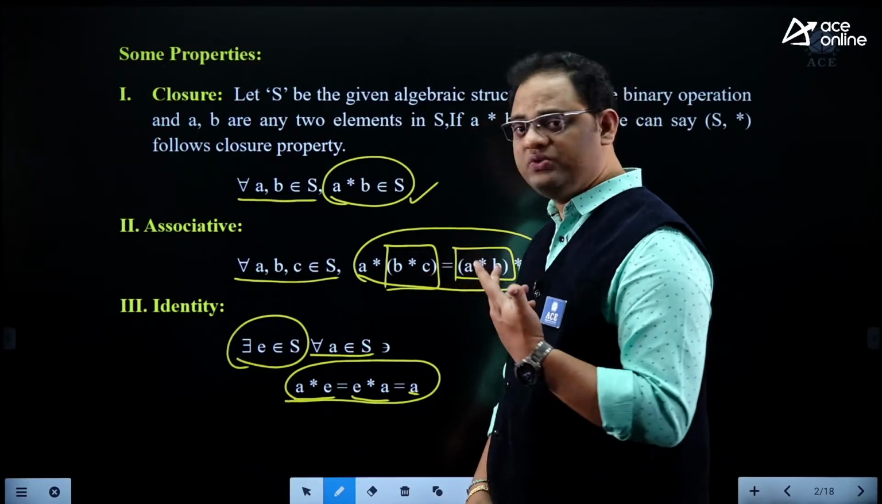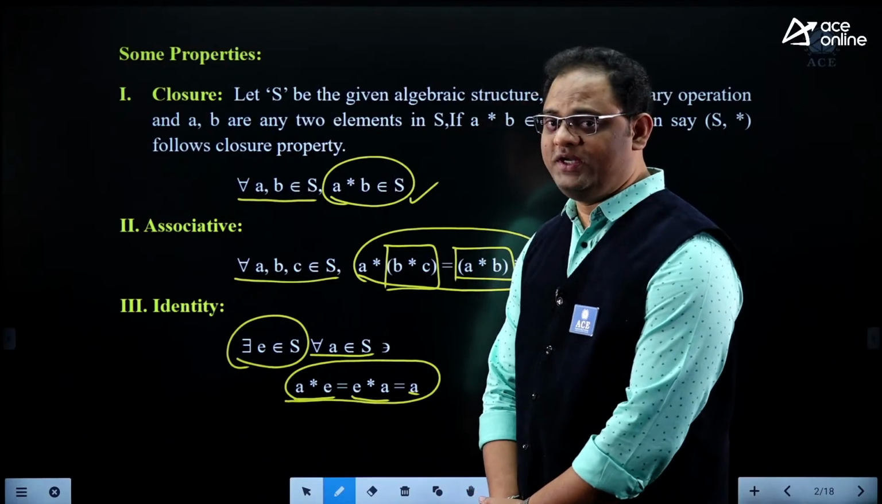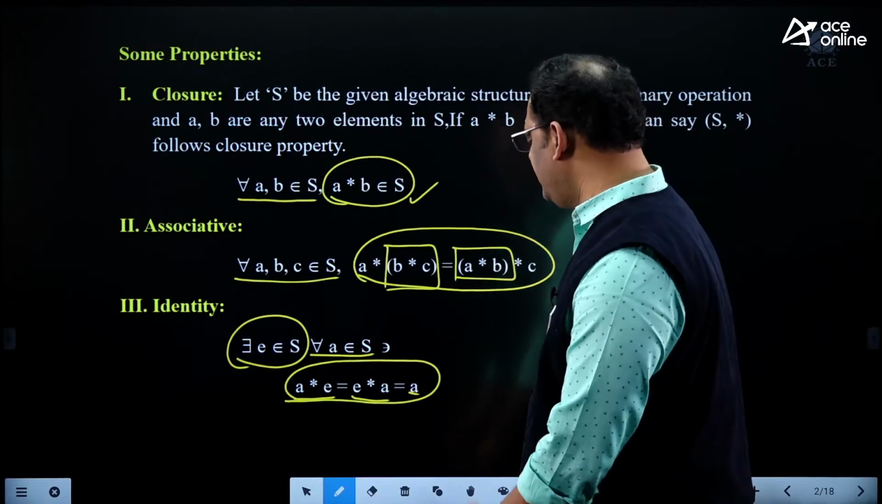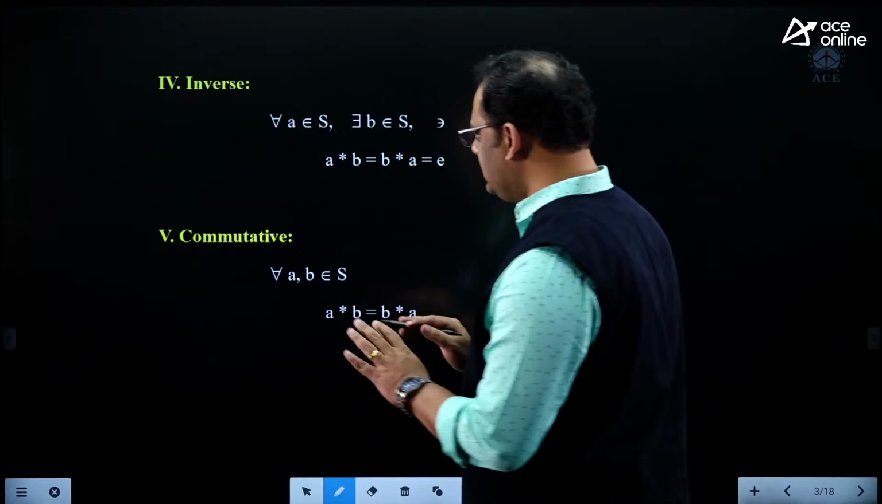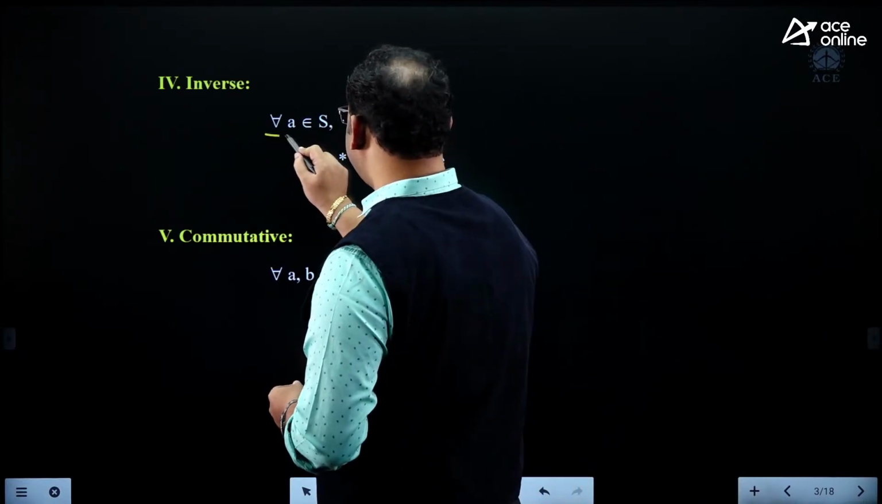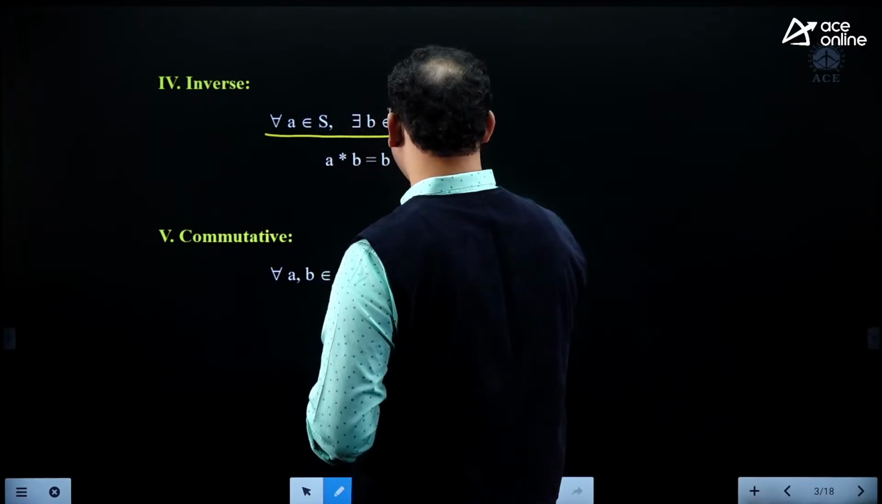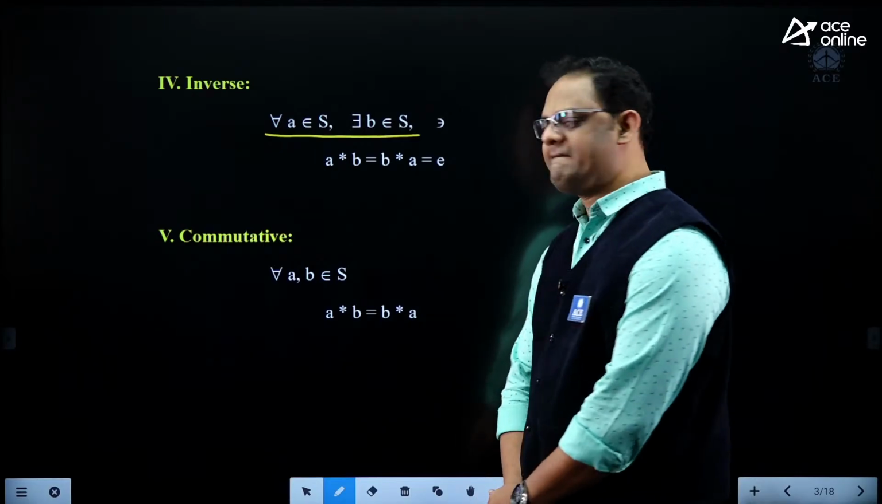Closure, associative, identity. Next, let us move on to the properties called inverse and commutative. We can discuss such properties also. Sir, the inverse property says like this: for every element in the algebraic structure, there exists some element in the same algebraic structure.